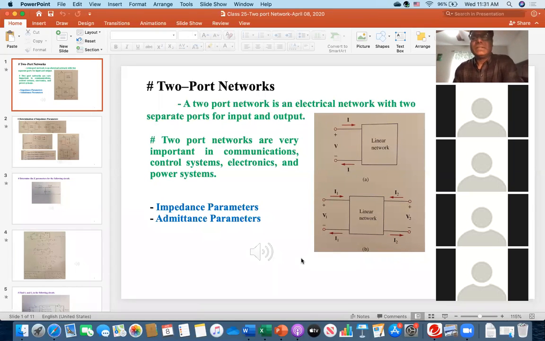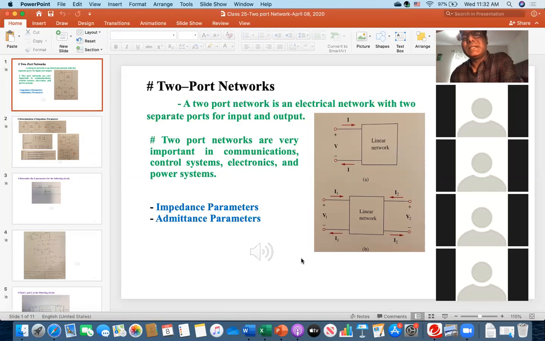Okay, great. So today we'll be discussing two-port networks. First of all, what is a two-port network? A two-port network is an electrical circuit or network with two separate ports for the input and output. Everybody, see the figure on the right side. On the upper figure, figure A, it's a linear network and it has two terminals. At one terminal, current I is entering, and at the bottom terminal, current I is leaving.